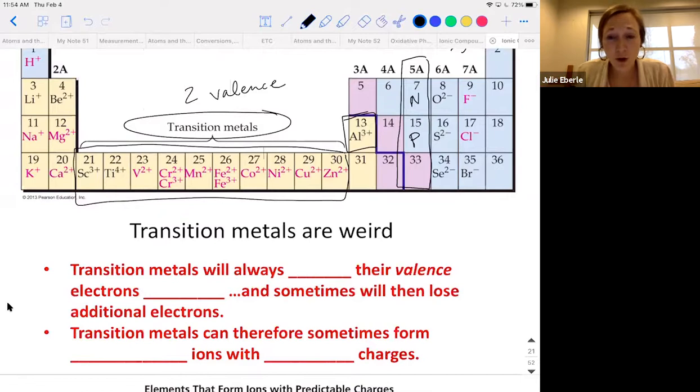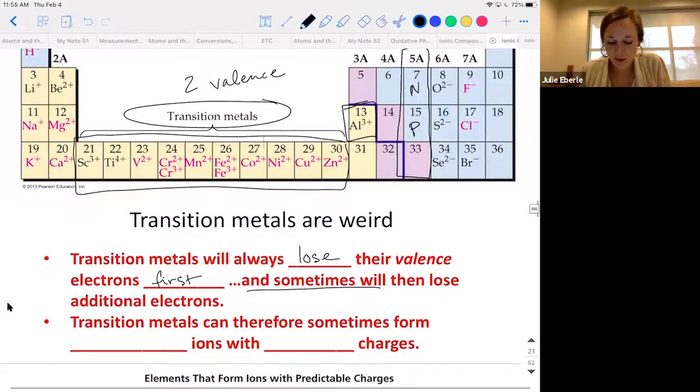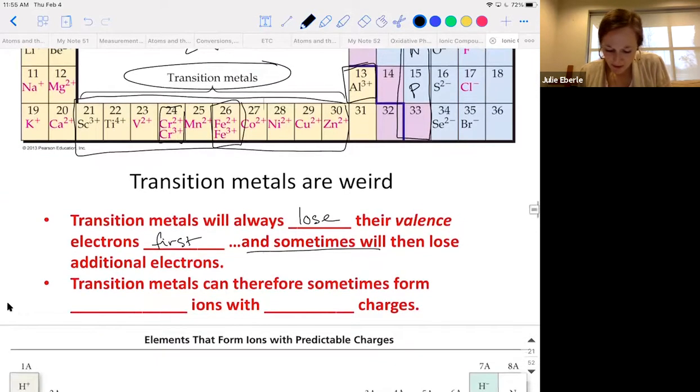So transition metals will always form cations. They will always give away electrons. They will always lose their valence electrons first, and sometimes they will then lose additional electrons. So they don't fit the mold. They don't obey our rules all the time. They obey the rules in the sense that they're going to give away their valence, but sometimes they can give away more than their valence. And that's where you get certain transition metals that can carry different charges, like what you see here with chromium. It can be a +2 or a +3. Iron, a +2 or a +3. So that's the second point down here.